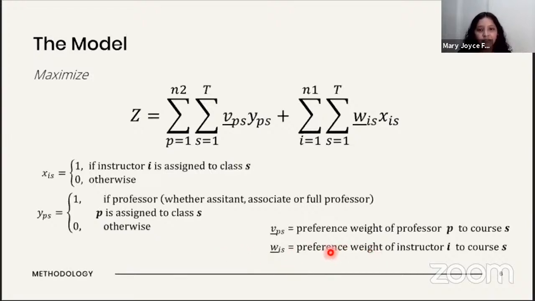And we have here the preference weights. V for professor then to subject S. Then instructor to subject S. So itong summation na to ay for professor 1 to N2 yung last na professor. So itong S is equal to 1 to T kung ilang subjects courses. And then you multiply the preference weight and the binary variable. And then same lang for the instructors. And for solving this objective function, the model, syempre we need the constraints.